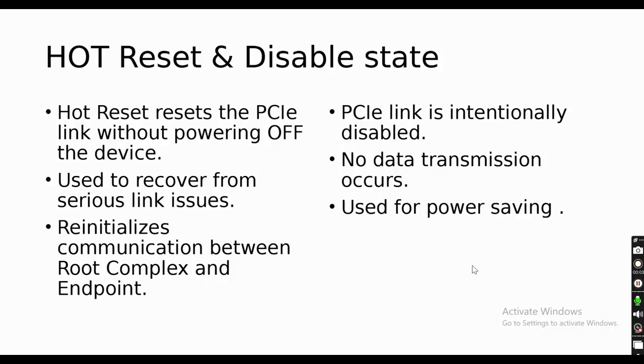As I said, the hot reset state is used to reset the link, forcing both devices to restart the link training from the beginning. For example, if the GPU link fails during operation, the system will trigger a hot reset so the link restarts from the detect state. If the device is removed or disabled, then our LTSSM will go to the disable state. So this is the information about the hot reset and disable state.